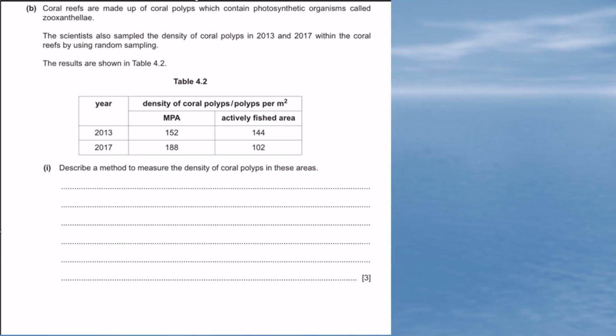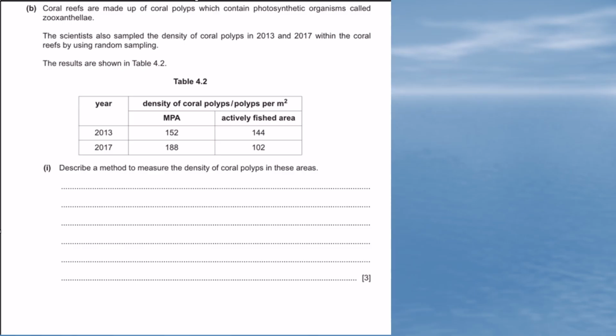So then we look at sampling of the density of coral polyps, and we're given a result table here that shows that the density of corals is higher per square meter in the marine protected areas than in the actively fished areas. But the question here is, describe a method to measure the density of coral polyps in these areas. And here in your book, you have to go back to section 5.2, practical tasks 5.1 and 5.2, which actually shows how to do it.